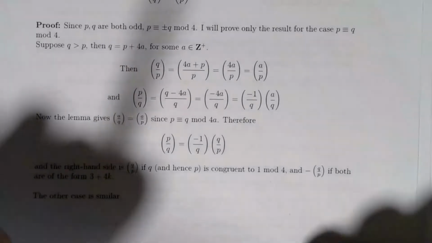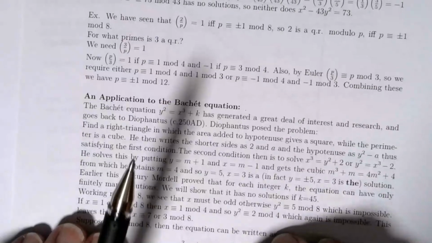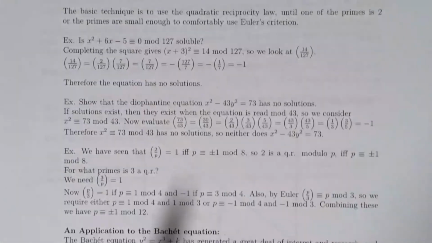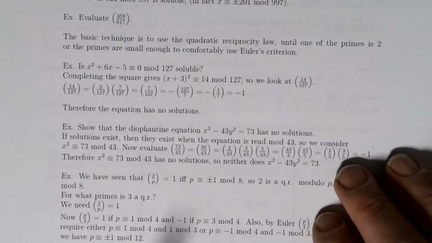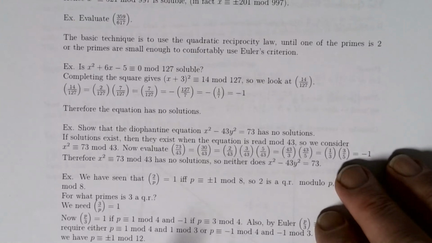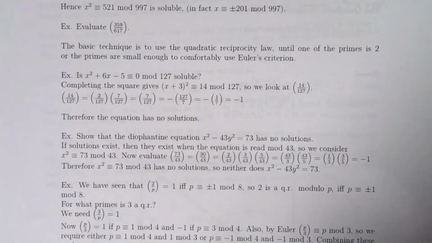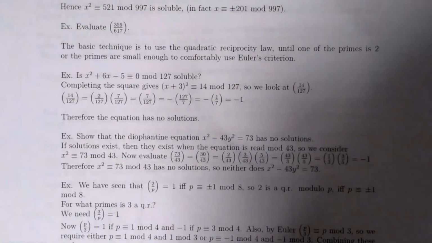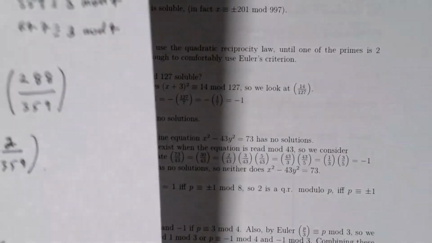Well, we should have a look at some examples here. As an example, to show you how useful this is, we're going to evaluate 359 on 647. So here's the calculation for this one.